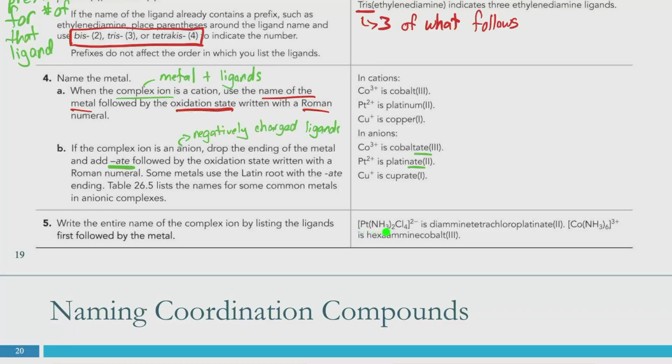So Pt(NH3)2Cl4 with an overall 2 minus. We've got amines, we've got chloros. We've got 2 amines, so diamine. The di because of that 2, the amine because of the NH3. And then we've got tetra, because we've got 4 chloros. Chloro, because it's chloros. And then platinate, because we've got 4 1- charges from the Cl4. Overall charge of 2 minus. Platinum would have to be a 2 plus.